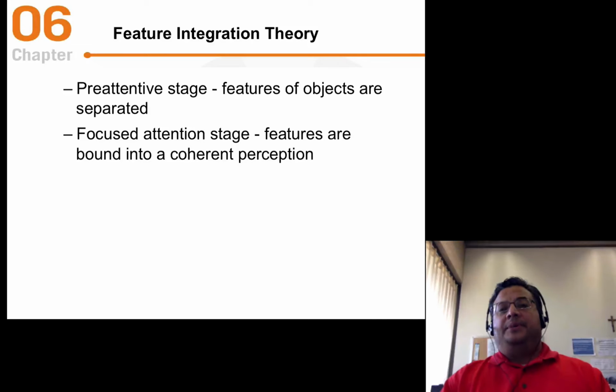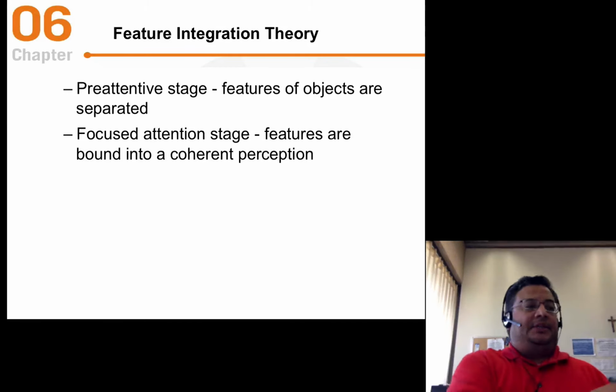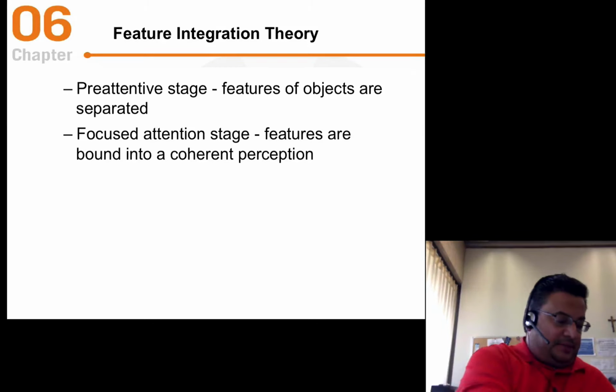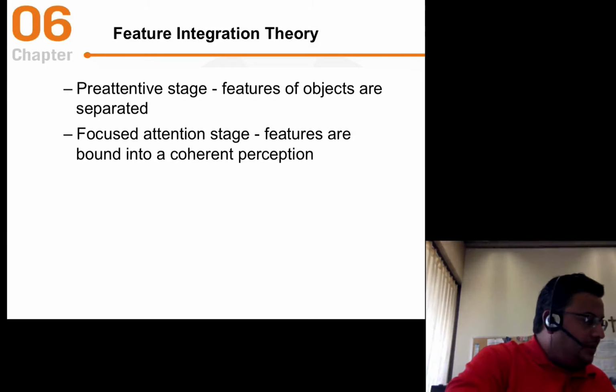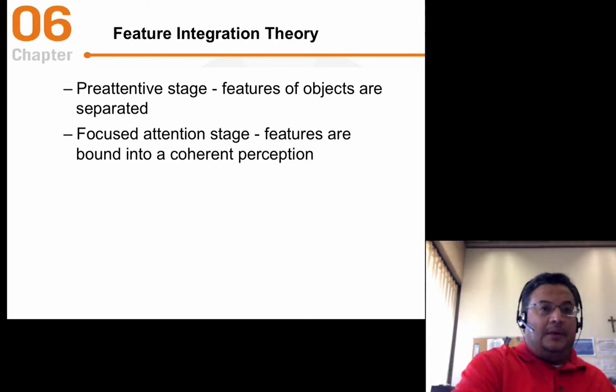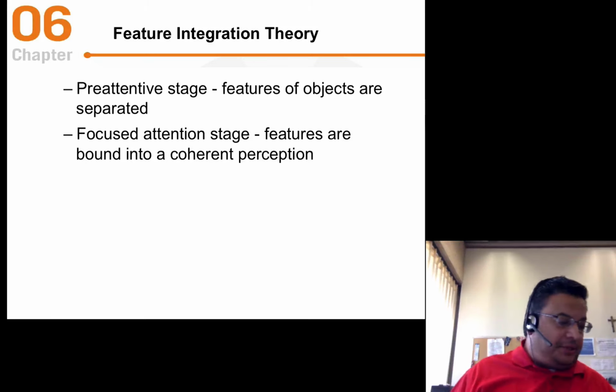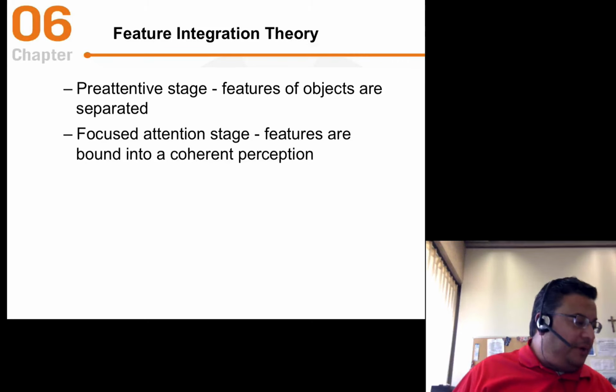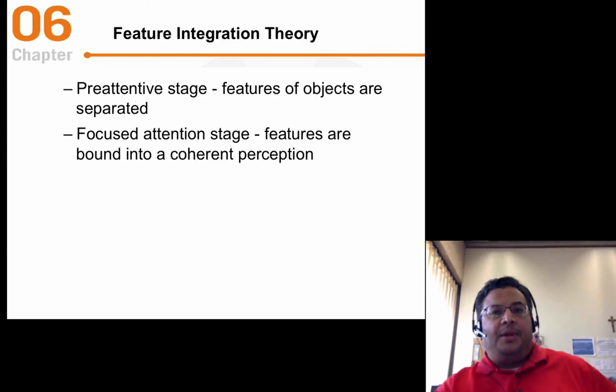One of the theories that's been proposed to describe or to understand binding is that of the feature integration theory. Now, feature integration theory is covered in your book. Let's see, let me find it real quick. Right here, feature integration theory starts on page 143. Okay.